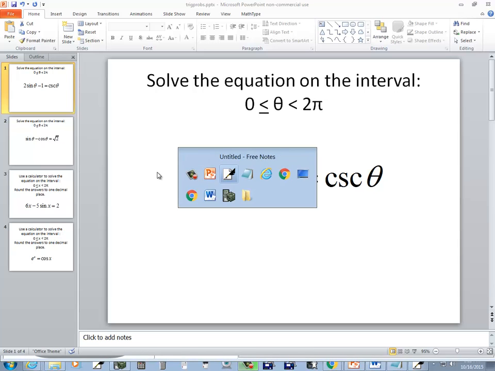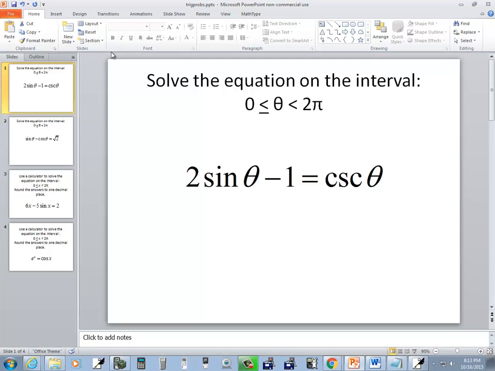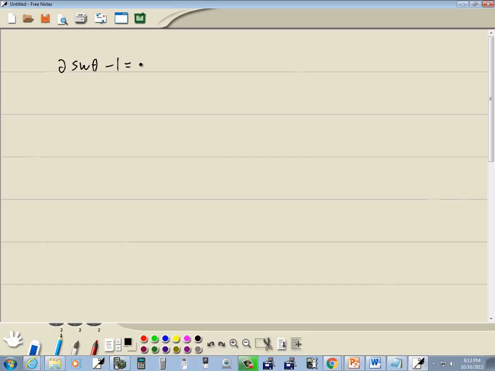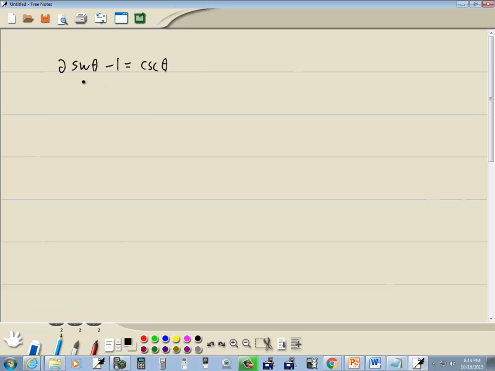Let's take a look at this problem. We've got 2 sine theta minus 1 is equal to cosecant theta, and we want to solve the equation on an interval of 0 to 2 pi. Well, first off, I'd like to get them the same trig function if I can. So I can rewrite the cosecant as 1 over sine.